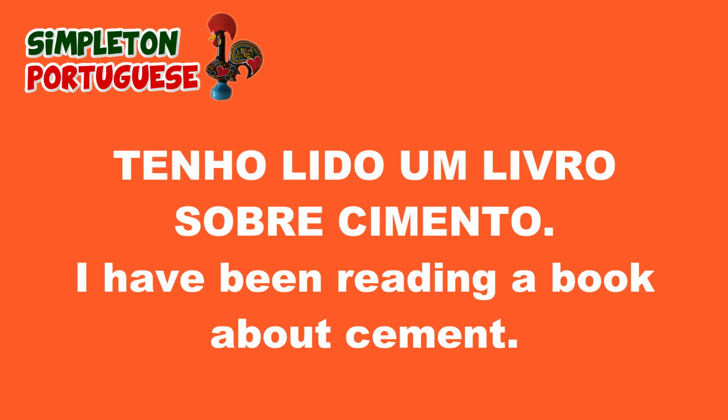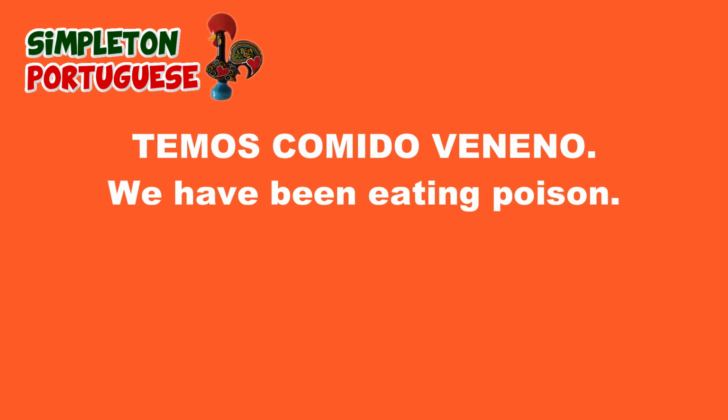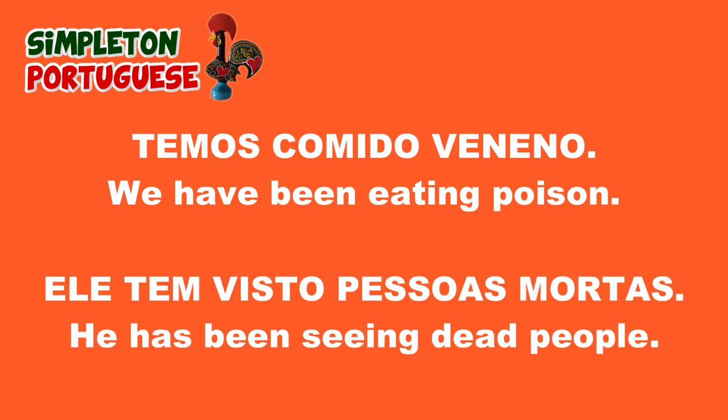Tenho lido livro sobre cimento. I have been reading a book about cement. Temos comido veneno. We have been eating poison. Ele tem visto pessoas mortas. He has been seeing dead people. Feel free to be creative and change the tense of ter for added fun.